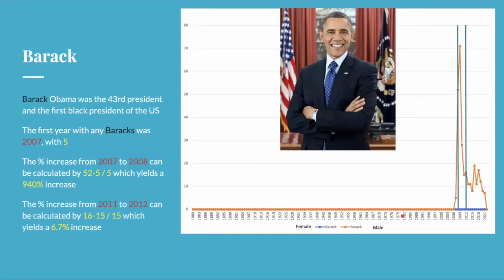But the other president is Barack Obama. He was the 43rd president and the first Black president of the United States. And so the first year with any Baracks was 2007 with 5. And the percent increase from 2007 to 2008, which is when he was elected, yields a 940% increase. The second election year, 2012, is a 6.7% increase. It literally went up by 1.